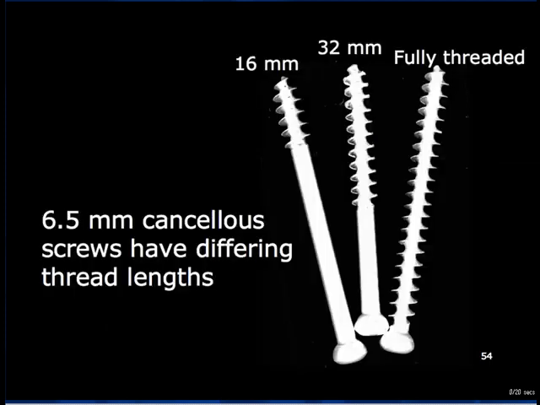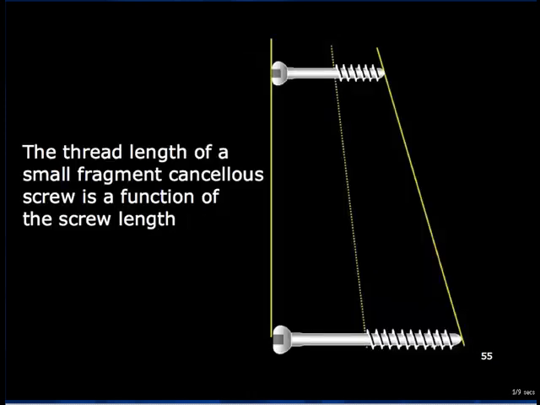Cancellous screws may be fully threaded for use in attaching plates to intact metaphyseal areas, or partially threaded for using as lag screws through a fracture plane. The 6.5 cancellous partially threaded screws have either a 16 mm or a 32 mm threaded length. The small cancellous screws also have a fully threaded version or a partial thread, the length of which is proportional to the overall screw length.